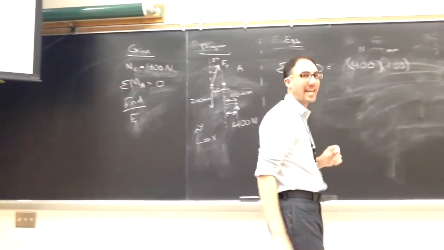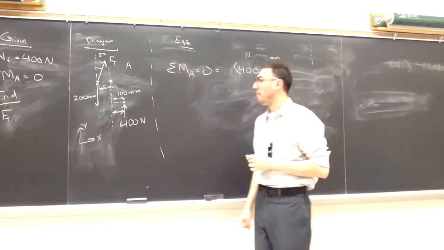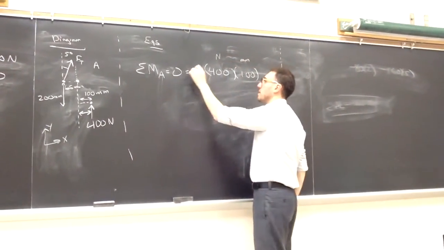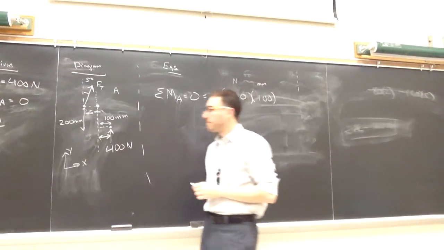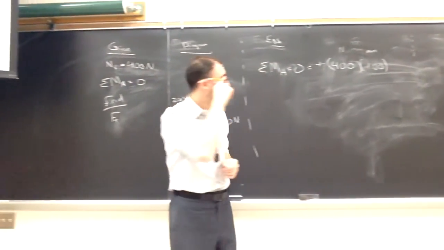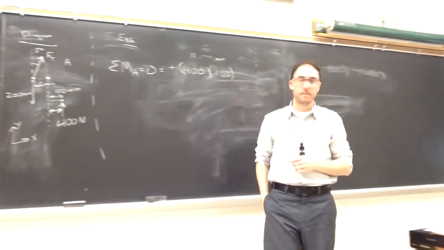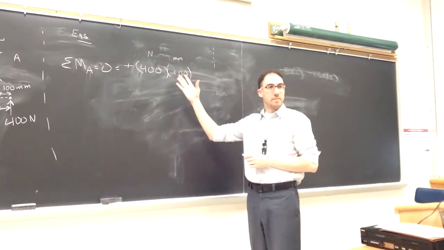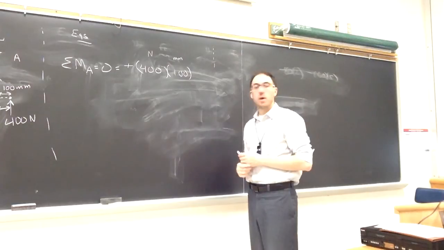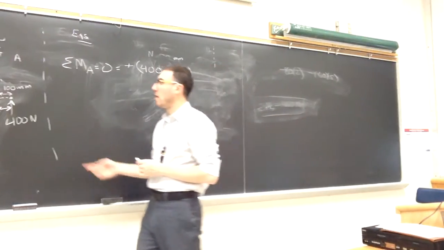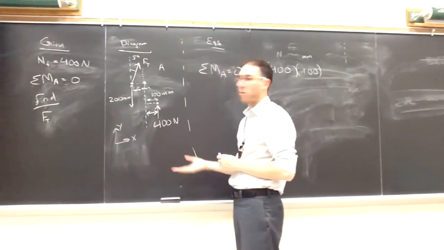So this creates a counterclockwise moment around point A. Counterclockwise is positive. Right, so this will have a 400 times 100 Newton millimeter moment around A. Right, so that's just the moment caused by the reaction force. We will also have a moment caused by our other force, the force from the Achilles tendon.